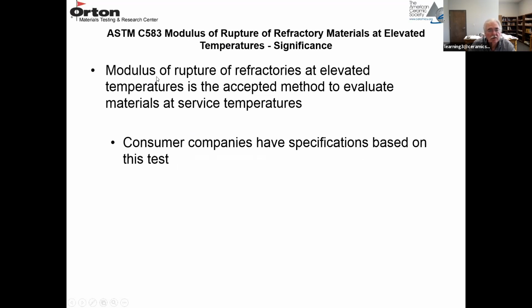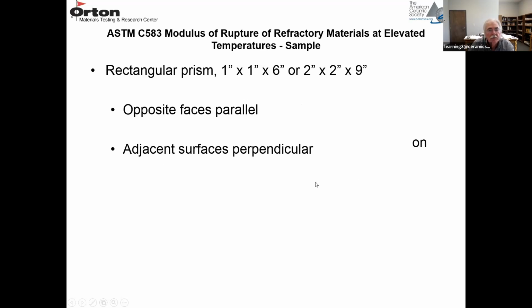The significance of this test, well, it's an accepted method to evaluate materials at service temperatures. It's one of the most common tests to see its performance at high temperatures. And it's in data sheets, and you write specifications based on this test. The test size is usually a 1 by 1 by 6-inch sample. Sometimes it's a little larger, a 2 by 2 by 9-inch sample.